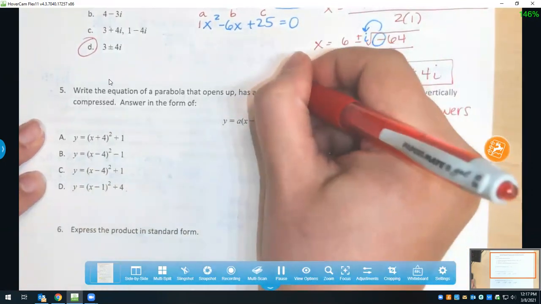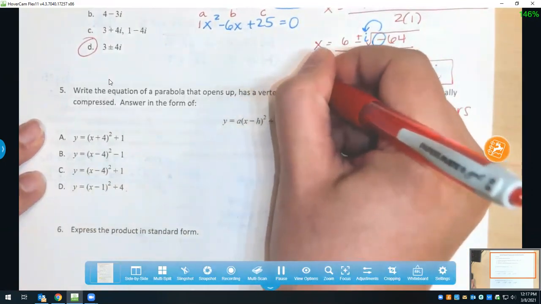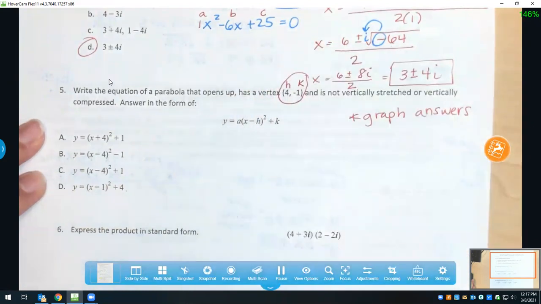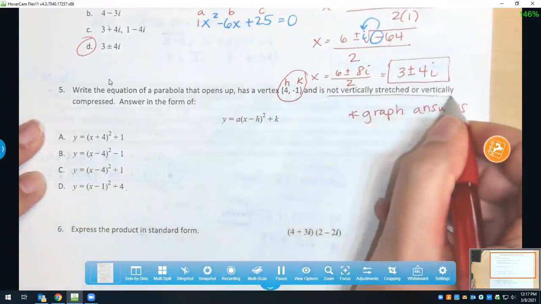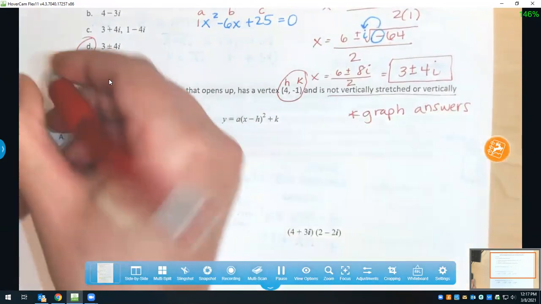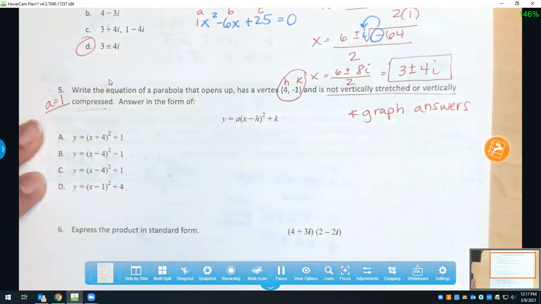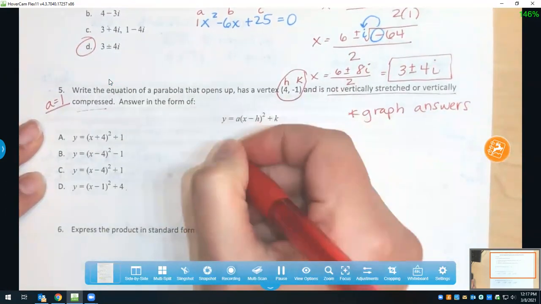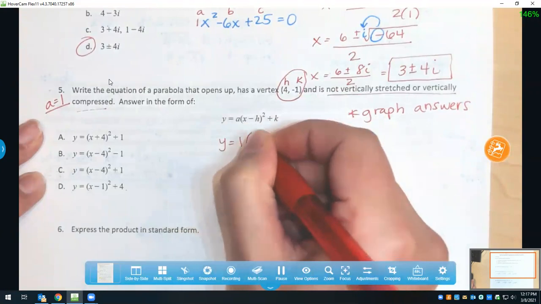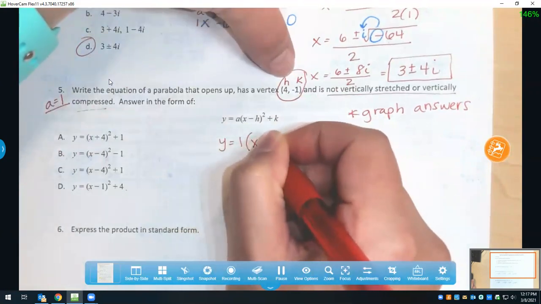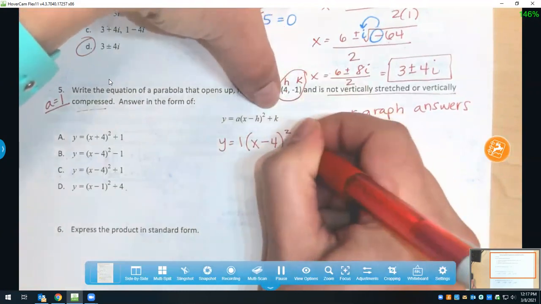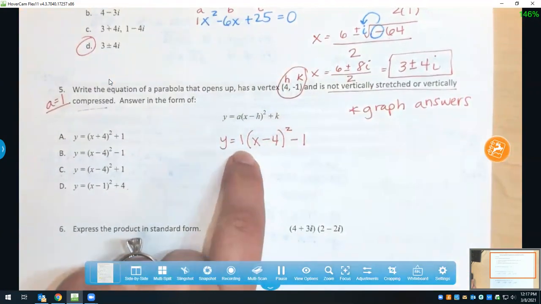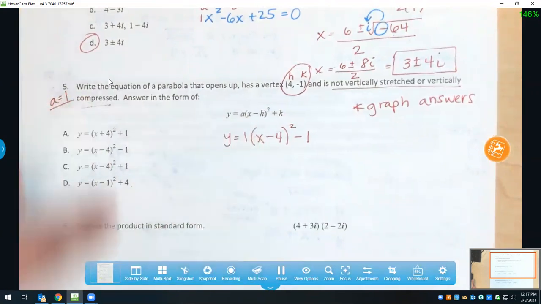Another would be to recognize or just remember that the vertex, that's your h and k values. And if they're telling you that you're not vertically stretched or vertically compressed, that means that the a didn't change. So a is 1. So when it comes to writing your equation, if h is 4 and the k is -1 and the a didn't change, then you're just looking at your choices to see which ones match.